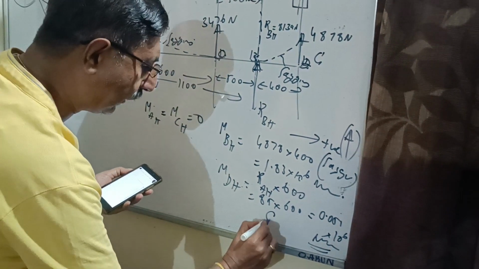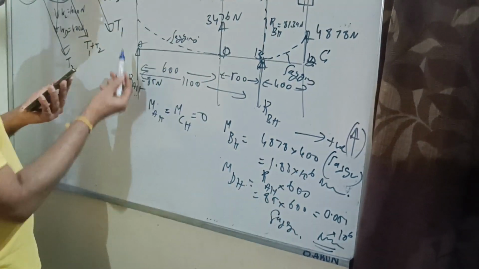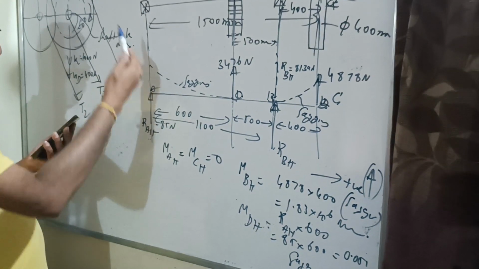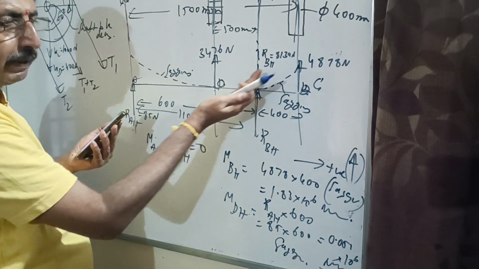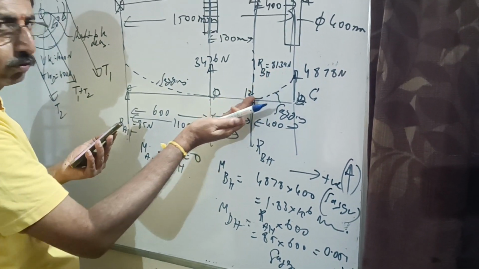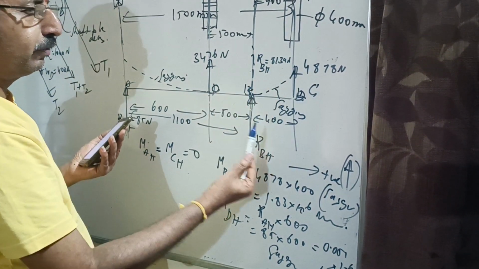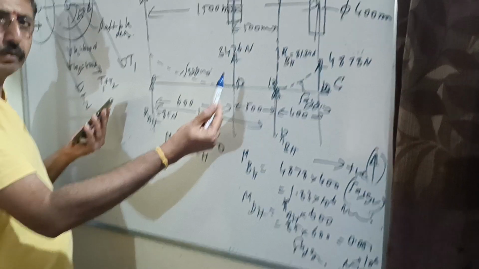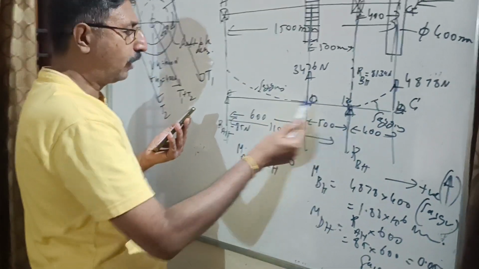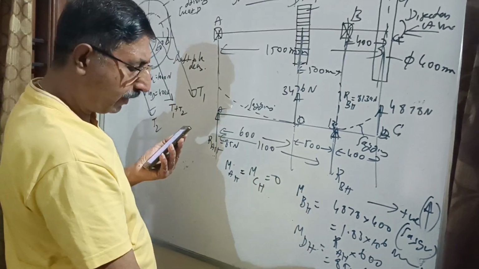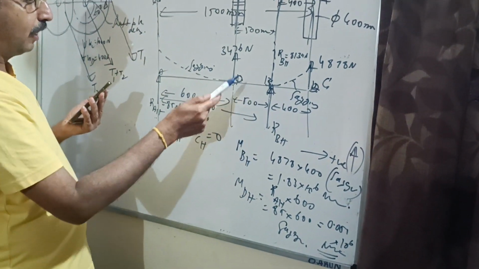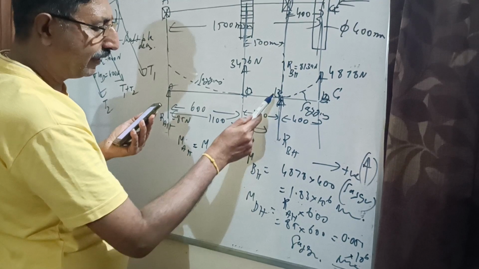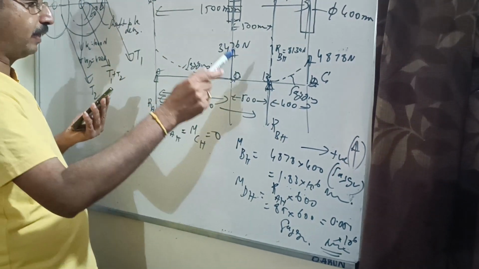Of course, it is also sagging, because it is actually acting in the upper direction. The shaft is going to bend like this. Here also at point C, the shaft is going to bend like this. At point B, it is going to bend like this. Both are sagging. I hope it is clear to all of you. So at point D, the bending moment is 0.051 into 10 to 6. That is sagging. Similarly, at point B, it is 1.83 into 10 to 6. That's also sagging.